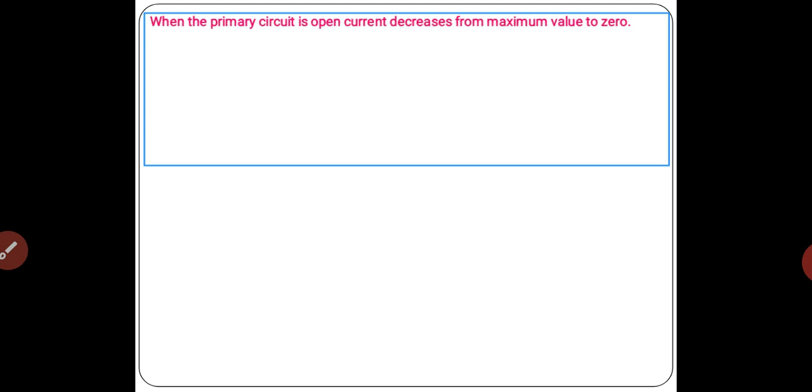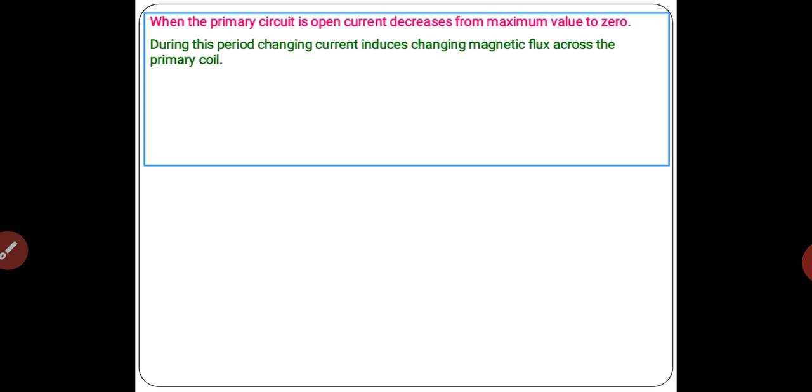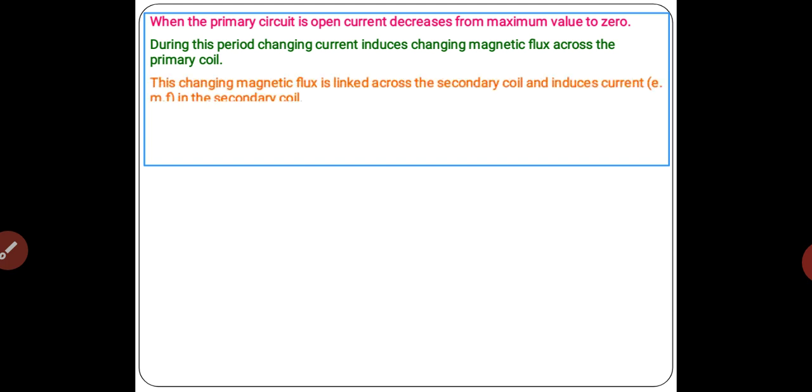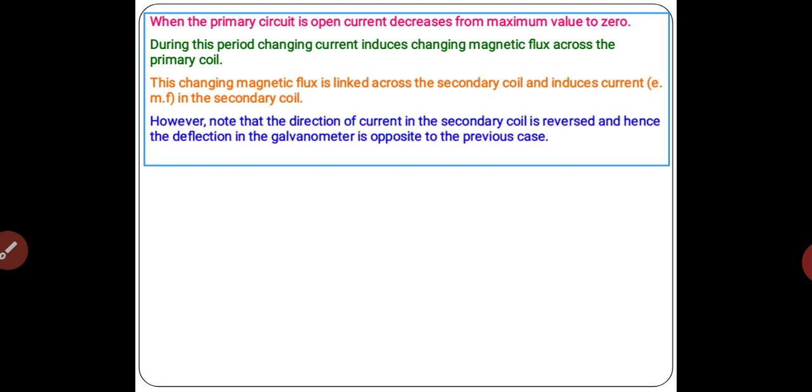When the primary circuit is opened, current decreases from maximum value to 0. During this period, the changing current produces changing magnetic flux across the primary coil. This changing magnetic flux is linked across the secondary coil and induces current in the secondary coil. However, note that the direction of current in the secondary coil is reversed, and hence the deflection in the galvanometer is opposite to the previous case.